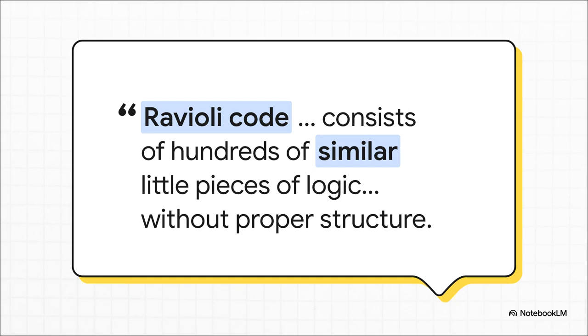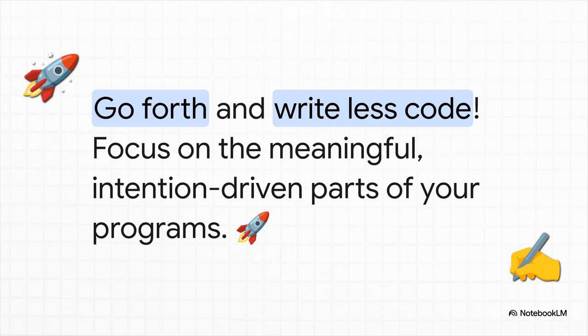The Hitchhiker's Guide to Python has this great term, ravioli code. You know what that is? It's when a project is just filled with hundreds of these little similar classes, all looking kind of the same, with no real structure. Data classes help you avoid that. They give you a clear, standard, and powerful way to define these data-holding objects and bring some sanity back to your code. So really, the whole takeaway here is simple, but it's incredibly powerful.